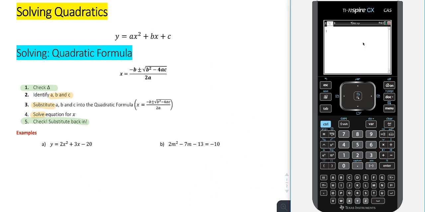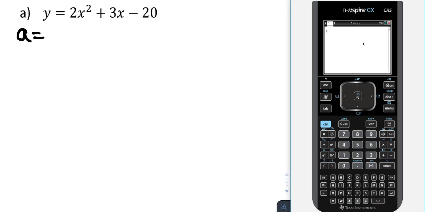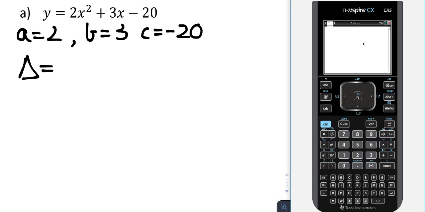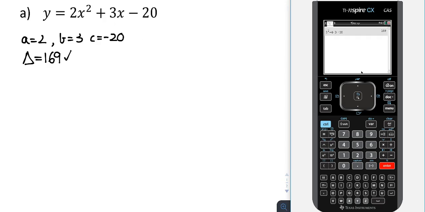So looking at the first example that we've got here, we identify our A, B, and C. So A is 2, B is 3, and C is negative 20, so keep that negative. And then we look for the discriminant. So the discriminant is going to be b squared, so 3 squared minus 4 times 2 times negative 20. I'm just doing that straight into my calculator and I get 169, which is awesome because later I'm going to take the square root of that and get 13. So that's quite a nice number.